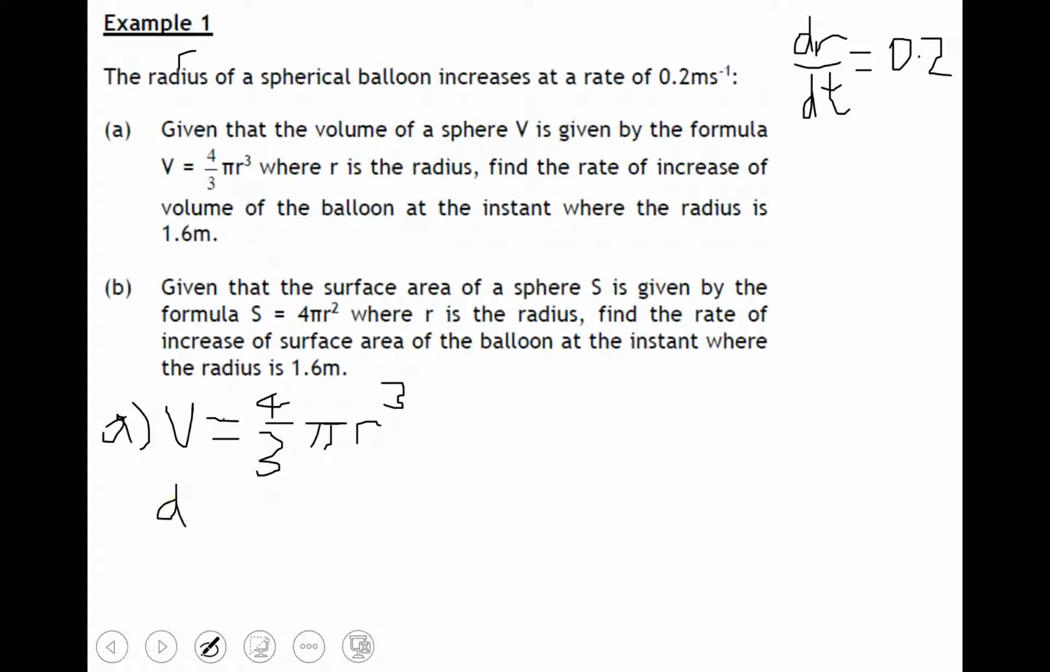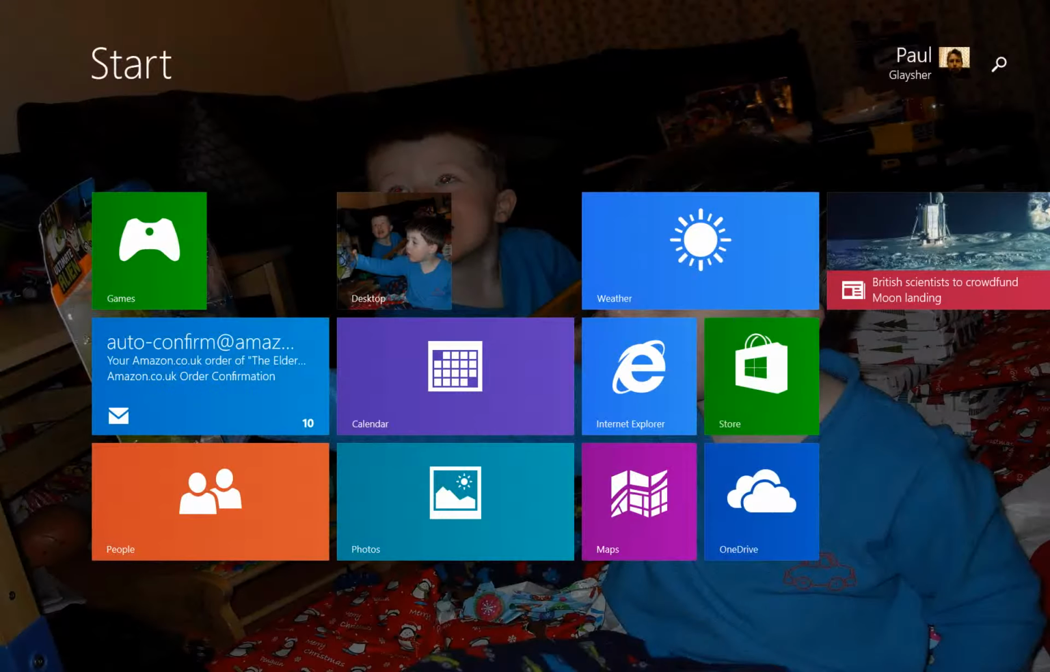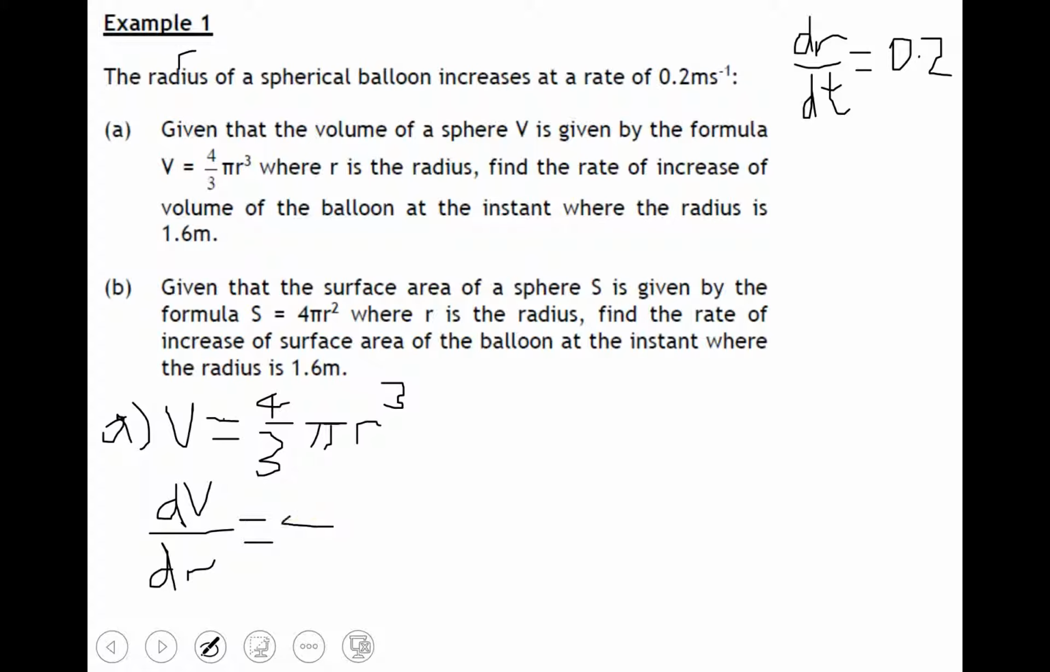So from that we can find dV by dr by differentiating, multiply by the power, which is 3, gives 4 at the front, take 1 off the power, 1 off 3 is 2, so we get 4 pi r squared for dV by dr. But we want the rate of increase of the volume which is in respect to time, so we want dV by dt. By the chain rule, that's equal to dV by dr times dr by dt.